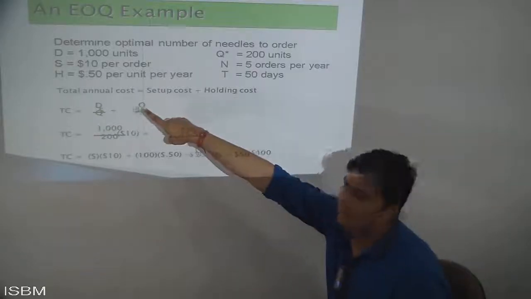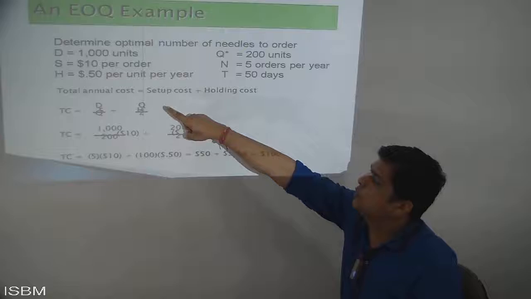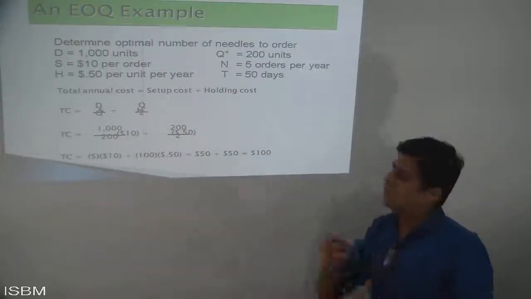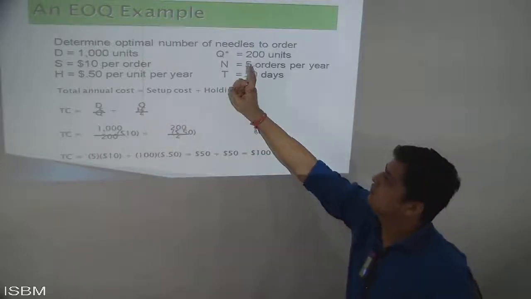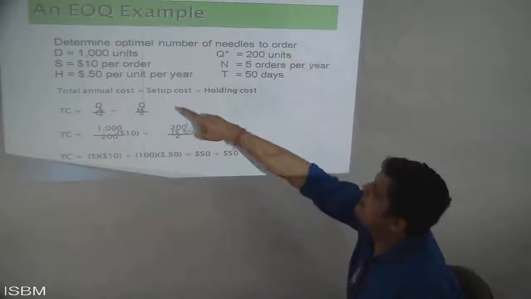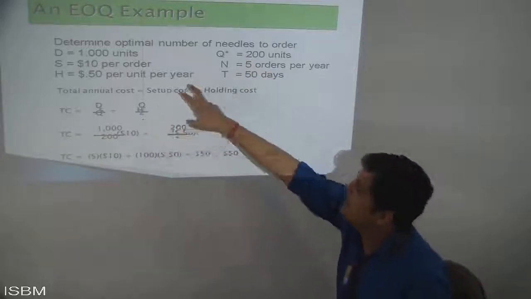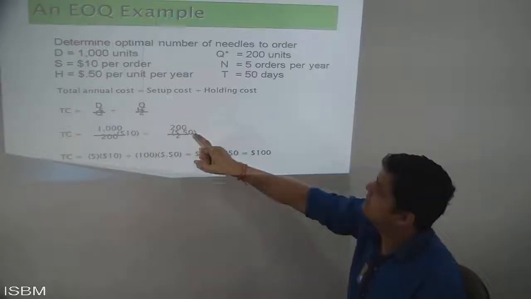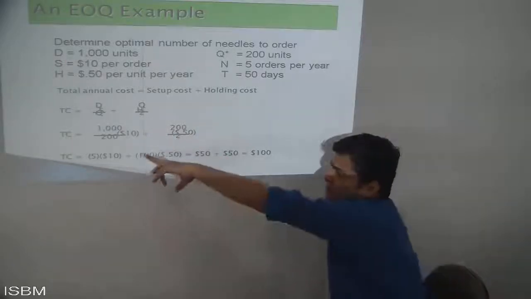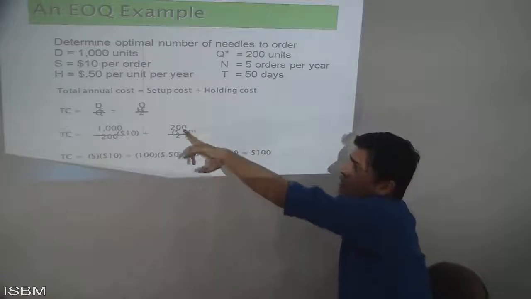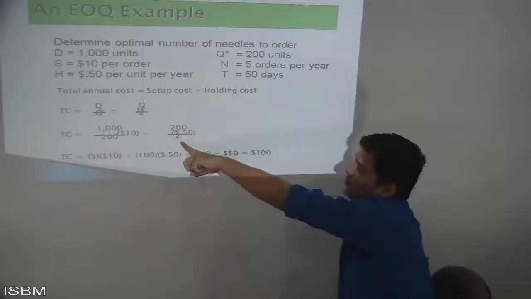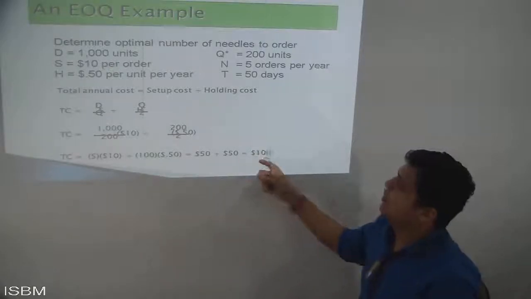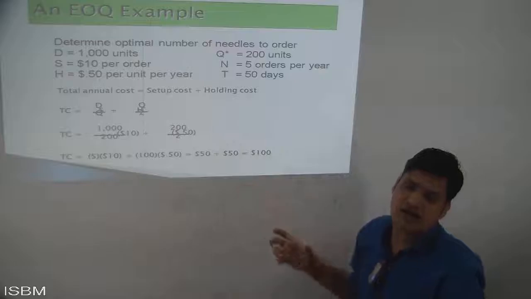Now we have to calculate the total annual cost. Total annual cost is nothing but setup cost plus holding cost, which is nothing but order cost plus holding cost. The setup cost formula is D by Q into S, and the holding cost is Q by 2 into H. So we will calculate here: D by Q, 1000 by 200 into S, $10, plus Q, 200, upon 2 into H, 0.50. So it will become 100 dollars. So the total annual cost has become $100 per year.